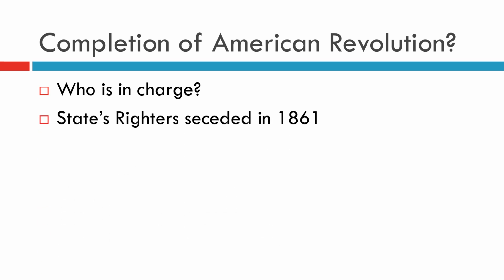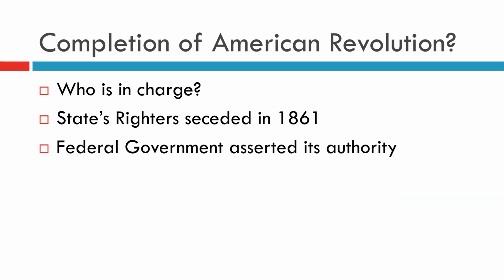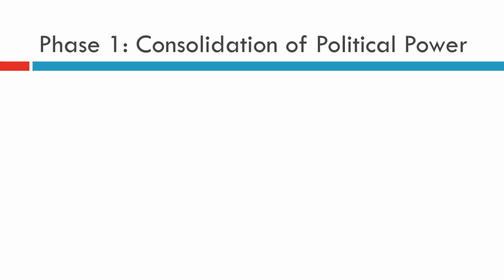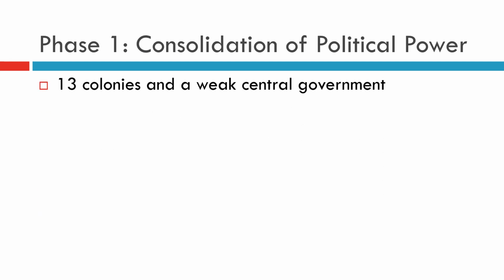Don't forget, states' rights were the reason for seceding in 1861. They felt that they were protecting their own local interests that were being taken from them by a federal government that had perhaps lost its way. Well, the federal government asserted its authority in fighting the Civil War and reshaping the South throughout Reconstruction. I try to present this first portion of U.S. history as phase one, the consolidation of political power.